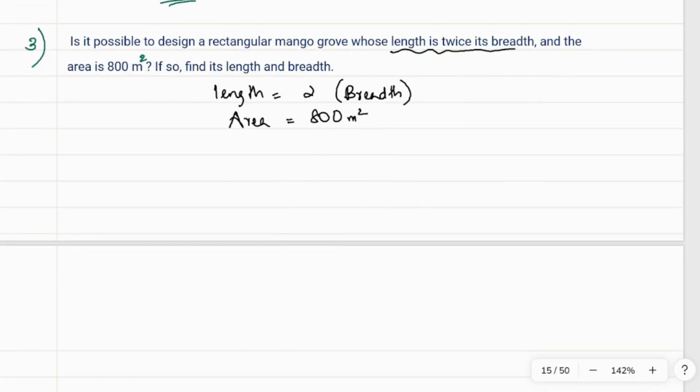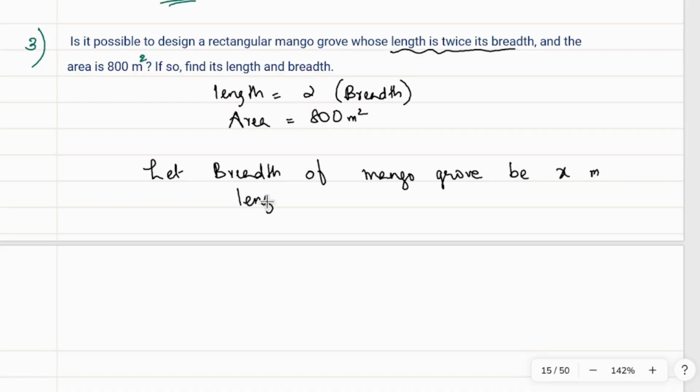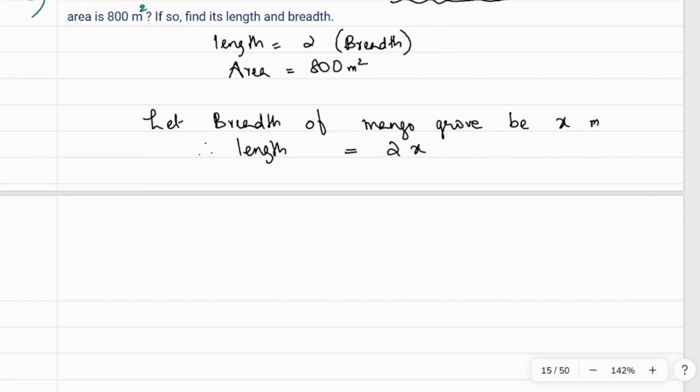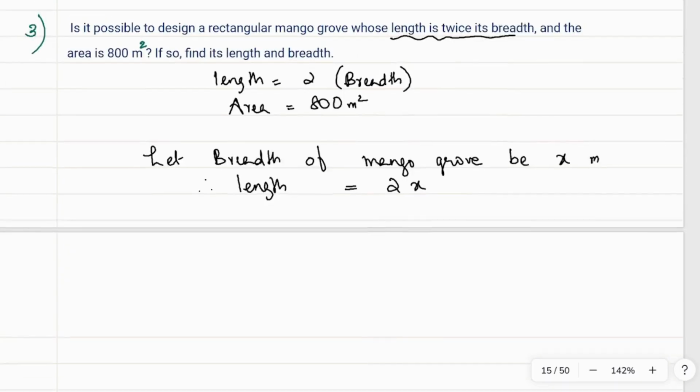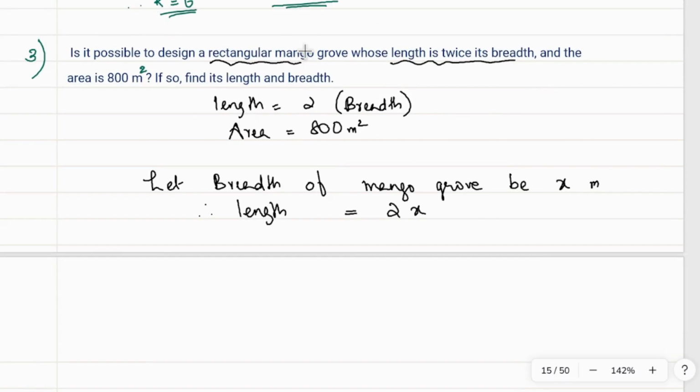Okay, so let me consider here. Let the breadth of the mango grove be x meters. Therefore, length will be equal to 2 into x, that is 2x. Then they have given area equal to 800 meters square. Since the shape of this mango grove is rectangular.